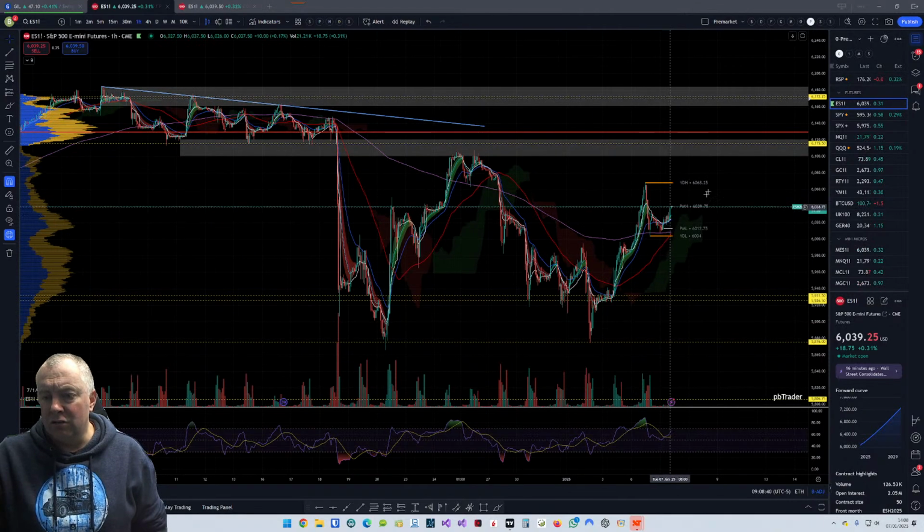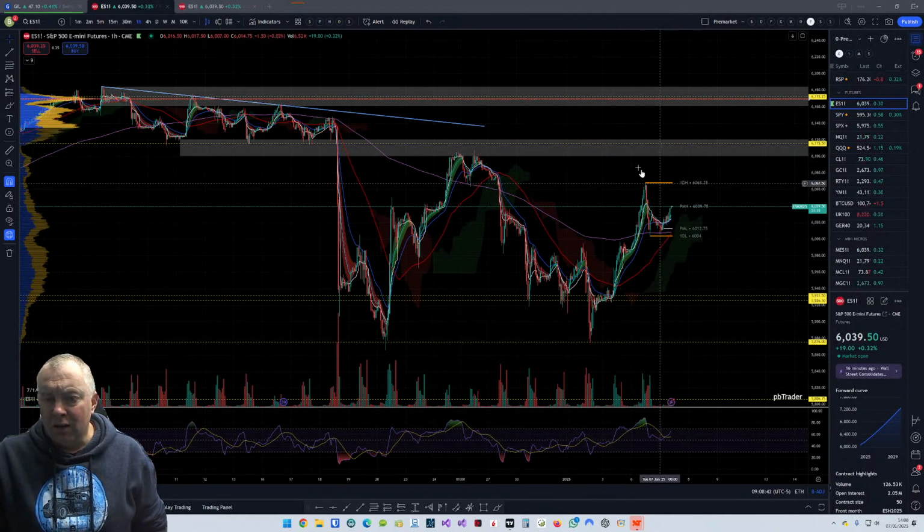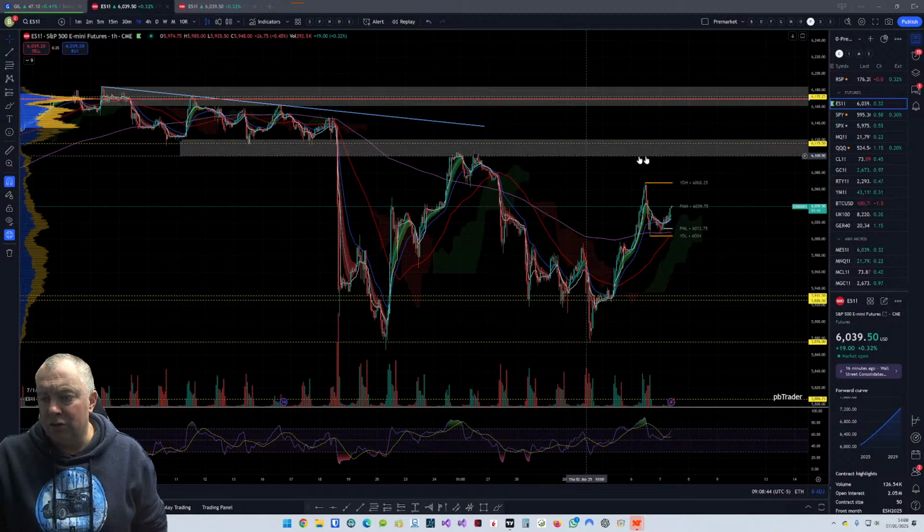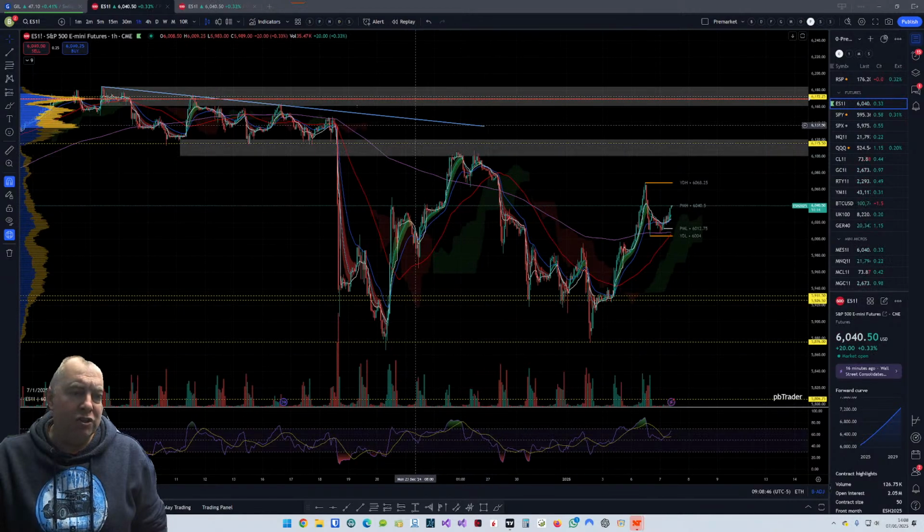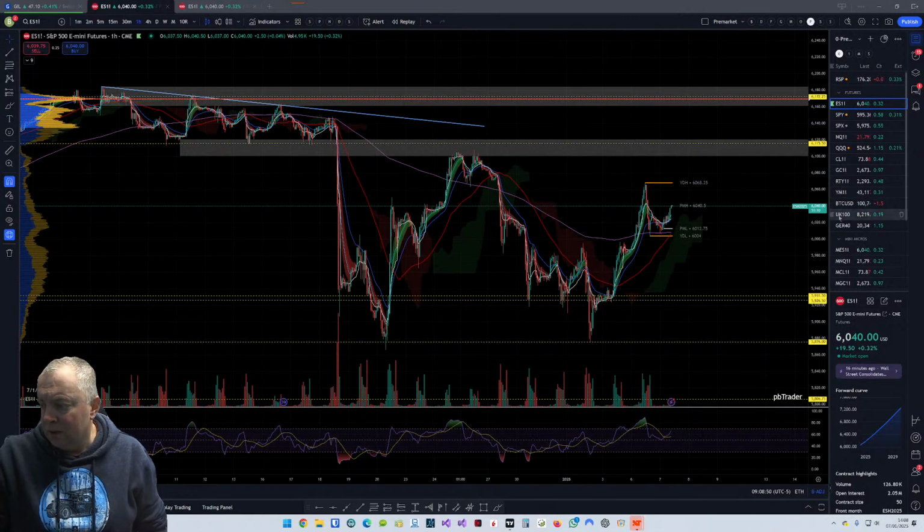Looking for trend continuation, a rejection here. Obviously if we get up into the 6,100 area, then we've got this rejection zone we can keep an eye on as well, and a big volume shelf and the point of control up there as well. Okay, that's it for ES.